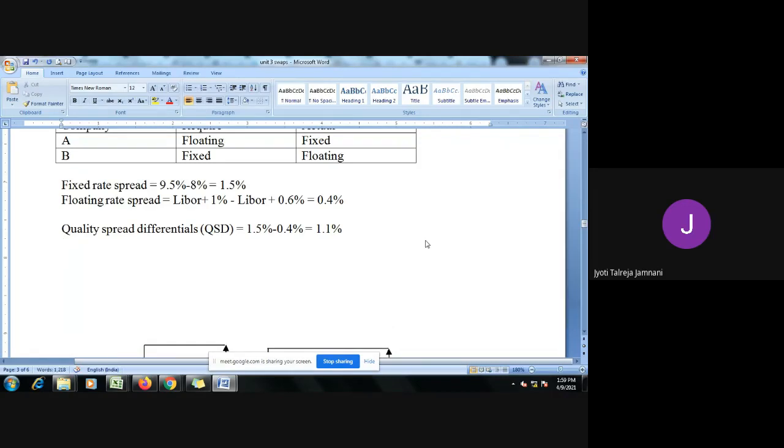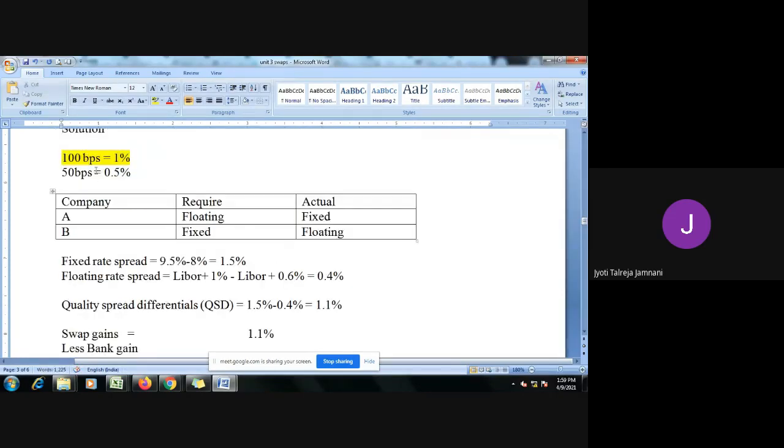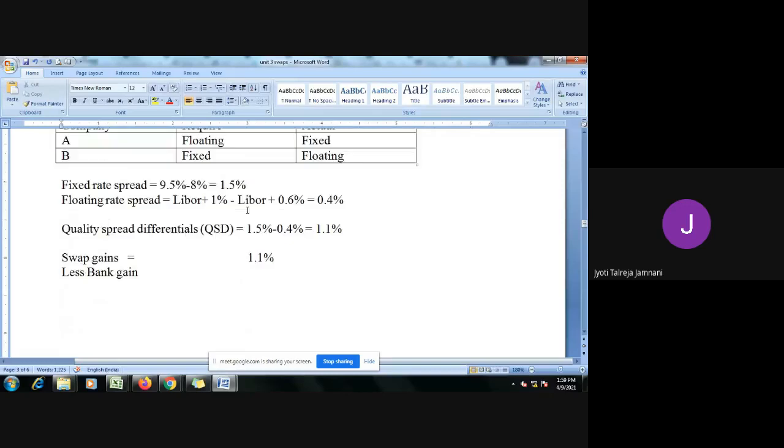Now we'll see the swap gains. So your QSD is the swap gain. So that is 1.1%. From this we pay, so we less the bank gain. How much is the bank gain? 50 basis points is equal to 0.5%, is what we told. So the same we will use. So 0.5% we minus. So we get the gain for both the parties as 1.1 minus 0.5, which is 0.6%. Now for both the companies, the gain has to be distributed equally.